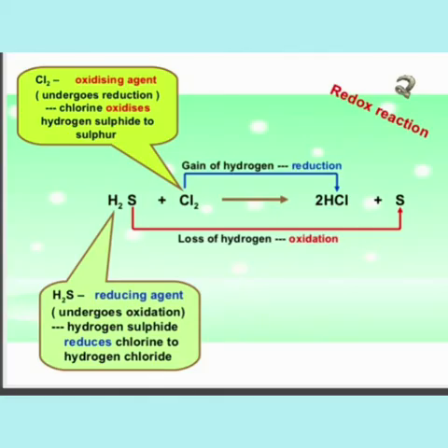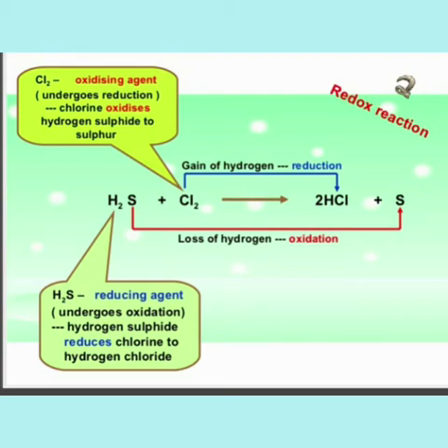Now let's understand a redox reaction in terms of gain of hydrogen and loss of hydrogen. The reaction between hydrogen sulfide and chlorine to form hydrogen chloride and sulfur. In this reaction, hydrogen sulfide loses an atom of hydrogen to form sulfur. Therefore, it is undergoing an oxidation reaction and it is acting as a reducing agent. Here, hydrogen sulfide reduces chlorine to form hydrogen chloride.